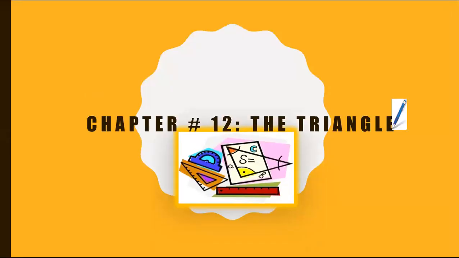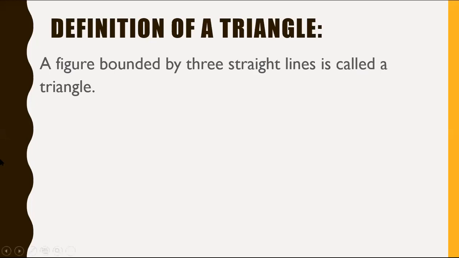My dear students, today we are going to start chapter number 12, Triangles. So what is a triangle? A figure bounded by three straight lines. A figure bounded by three straight lines is called a triangle. Here you can see that there are three straight lines. So a figure bounded by three straight lines is called a triangle.